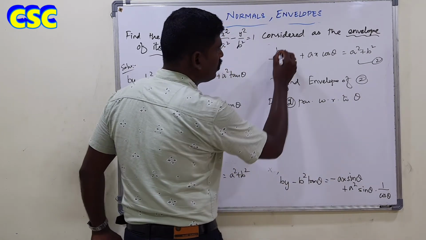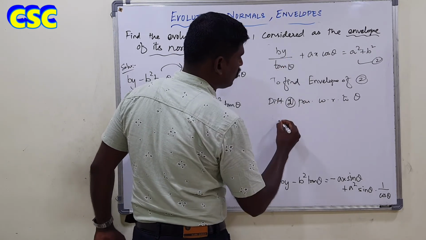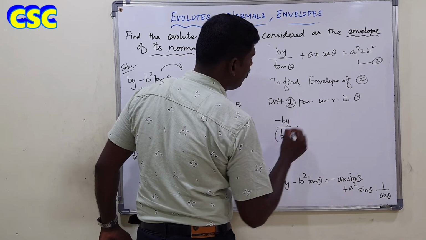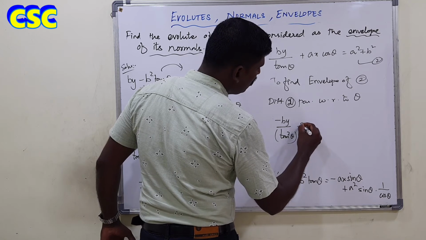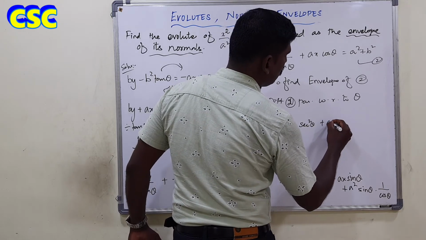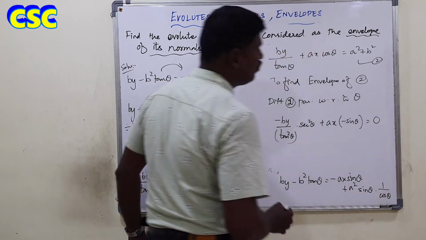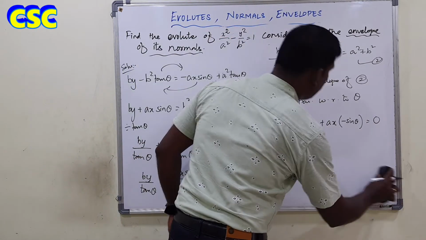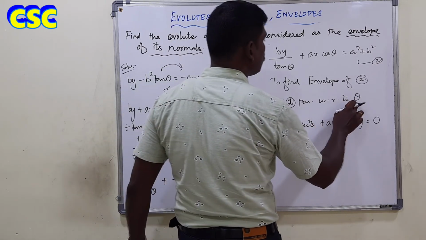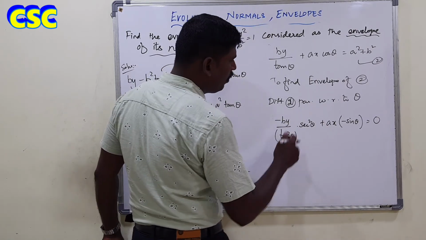So what will you get? by tan theta is in the form of 1 by x, so minus by by x square tan square theta into the derivative of tan theta, which is secant square theta, plus ax into the derivative of cos theta, which is minus sin theta. The right hand side a square plus b square is a constant, so differentiating partially with respect to theta, it becomes 0. Now simplify this.